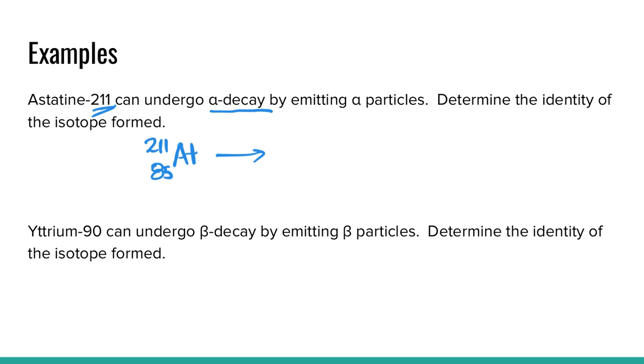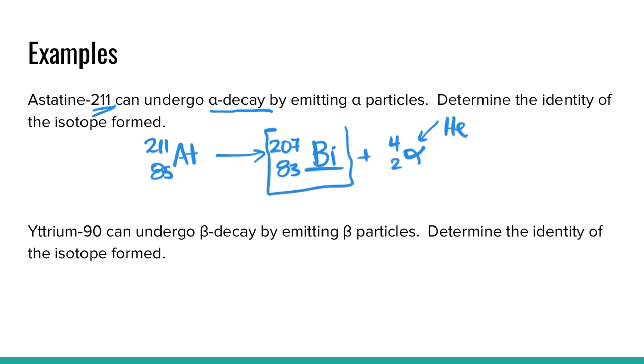So that's going to undergo alpha decay. We're going to have some element here, and the atomic number is going to go down by 2, and the mass number is going to go down by 4. And then we're emitting an alpha particle, so a 4,2 alpha, or we could also write helium here. If we take a look for that particular element on the periodic table, that is bismuth. So this would be our completed reaction, and we're identifying this particular isotope of bismuth here.